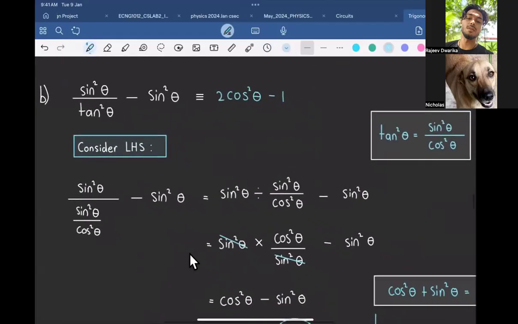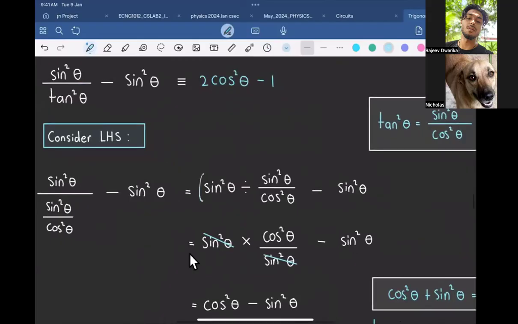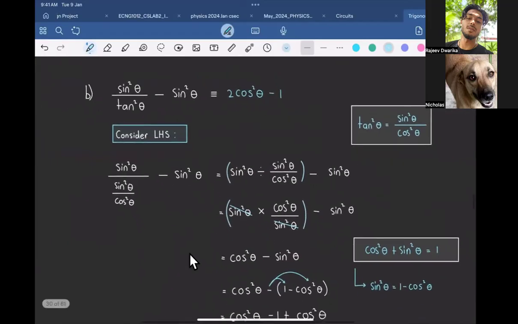Oh boy, even I didn't put brackets. Let me put brackets now. I added two brackets in the first part there, but let's leave it out here.